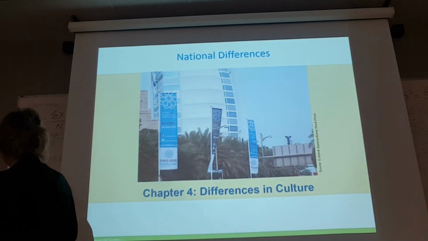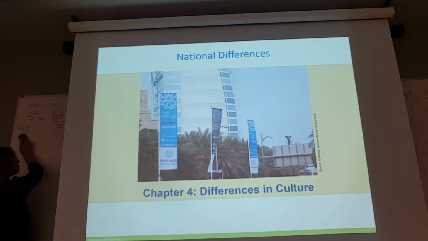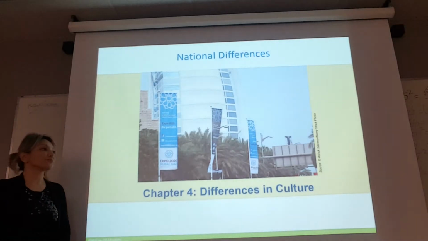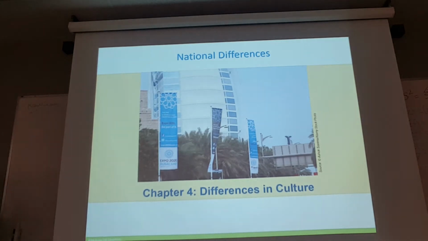We talked about PESTEL analysis. So we covered the political system, economic system, legal system, and this chapter talks about cultural differences around the world, chapter 4. Now this picture is actually a picture of Dubai.